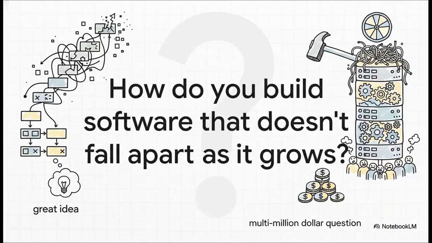Let's get into it. This is the big question, right? The one that every developer, every company, eventually has to face. You start with this amazing idea. You build something that works, it's great. But then, as you get more users, you add more features, everything starts to get slow, buggy, and it just feels like it's all held together with duct tape. So how do you actually prevent that from happening?